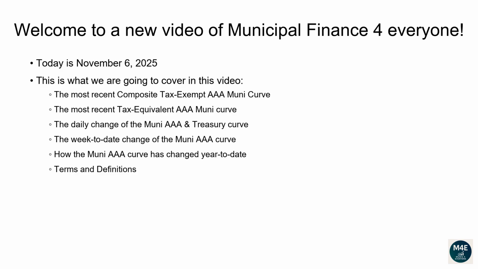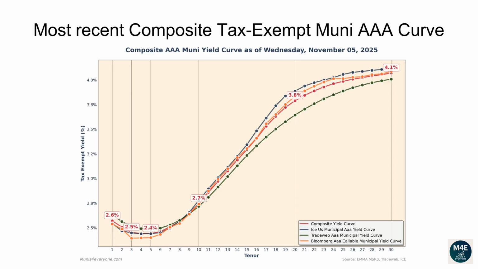Terms and definitions. Let's go over the most recent composite tax-exempt Muni AAA curve. The following composite tax-exempt yield curve is based off the most recent ICE, TradeWeb, Bloomberg yield curves that are available on the EMA MSRB website, plus some proprietary extra adjustments, as of November 5, 2025.